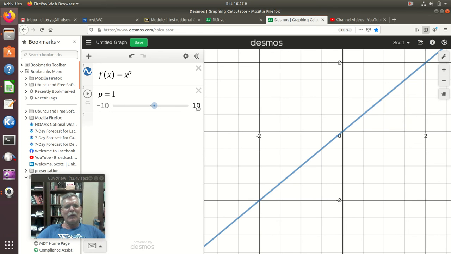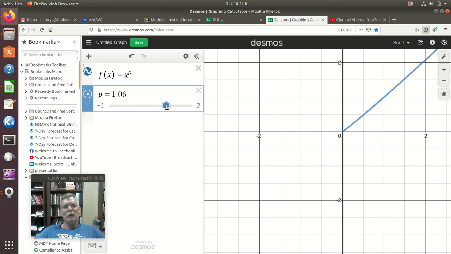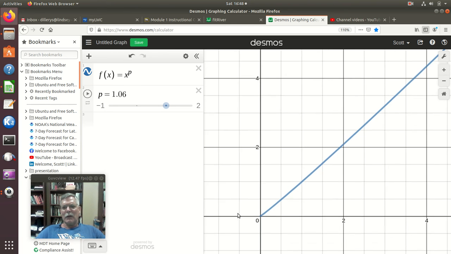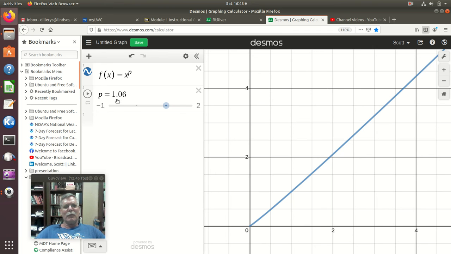And so I'm going to change this just a little bit to go from -1 to 2. So we'll try that. So here, when we're at p equals 1, we just have y equal x, right? So it just does that. Now, if we start to increase it, we should probably bring this down here. Notice that if we're at something like 1.06, it only goes from 0 out because, well, the 1 is fine.